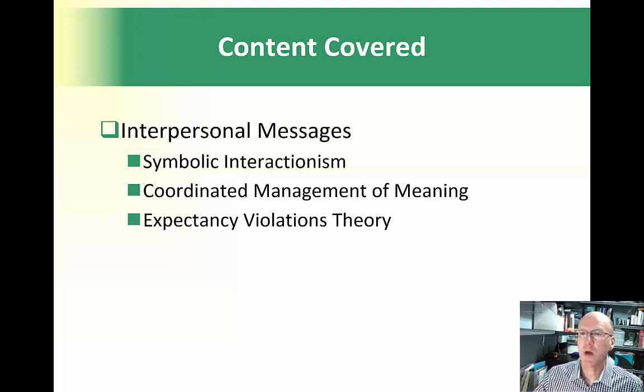The first is symbolic interactionism, and this theory suggests that we assign meaning to individuals and events based on our interactions with people. So you may have heard of this self-fulfilling prophecy. This emerges from symbolic interactionism. So the ways that we assign meaning is based on that interaction that we have with people.